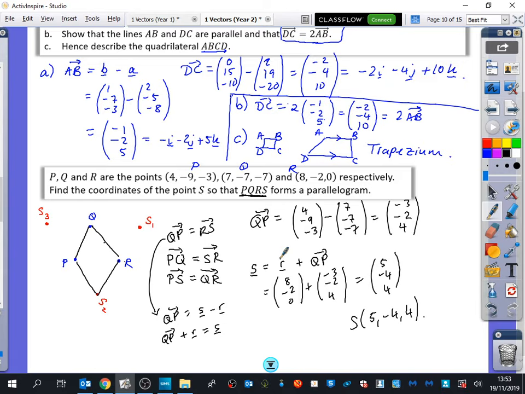So I think there's two ways of looking at it. One of them is just like, oh, QP is the same as RS. We can work out what QP is, and we know that RS is S minus R. We know what R is, so we can rearrange it. This has some meaning as well, though. This is saying, go to the R coordinate and add on the pathway QP. Well, here's the R coordinate. If you add on the pathway QP, you end up at S.